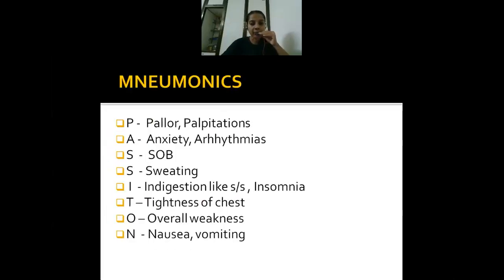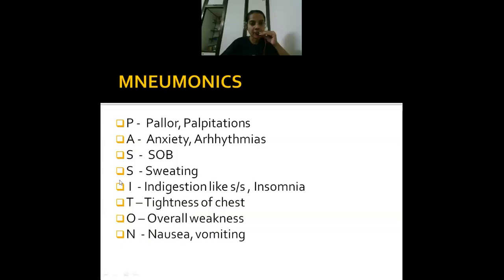So just go through this mnemonic. This is the mnemonic to remember your clinical manifestations. I usually give mnemonics so that you can remember these things better. The mnemonic here is "pass it on". So just go through that, you can write it down and you can remember the symptoms better.